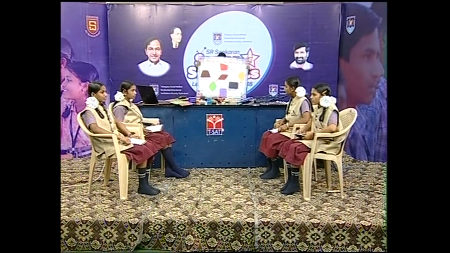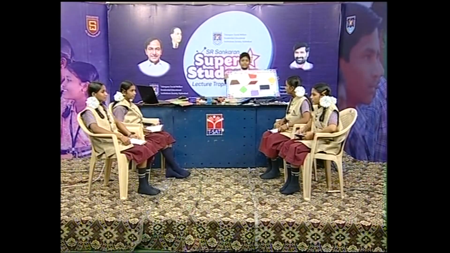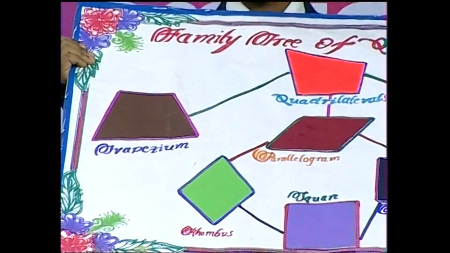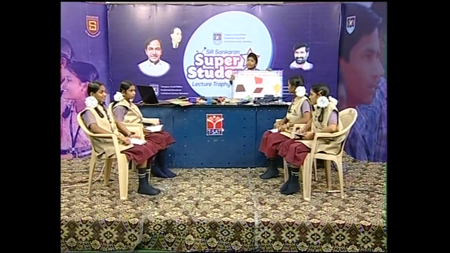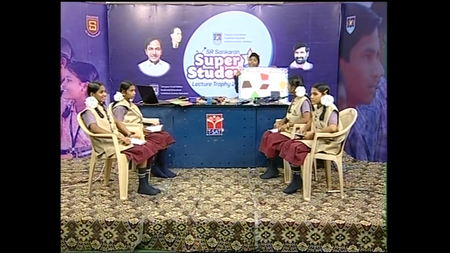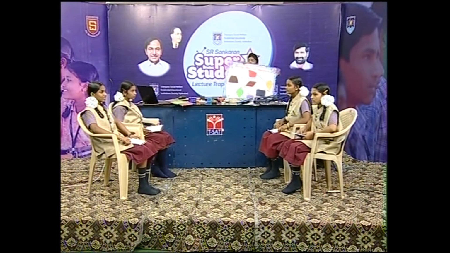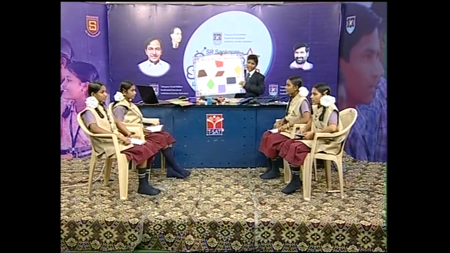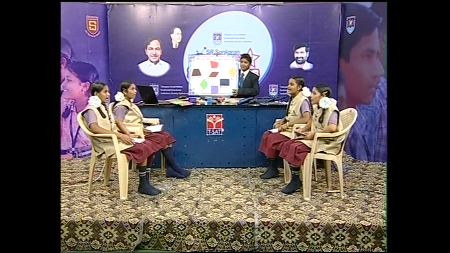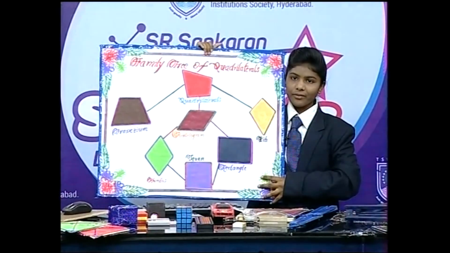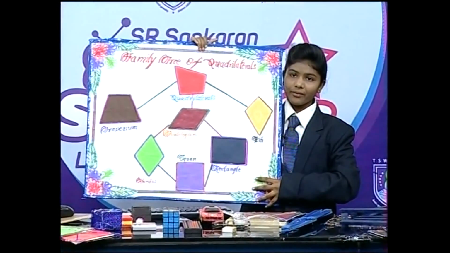Okay, this is a family tree of quadrilaterals. In a family tree of a quadrilateral, the quadrilateral is classified into 6 types. Friends, can you see how many types are there here? There are 6 types of quadrilaterals. What are the types of quadrilaterals? They are parallelogram, square, rhombus, rectangle, trapezium, and kite.